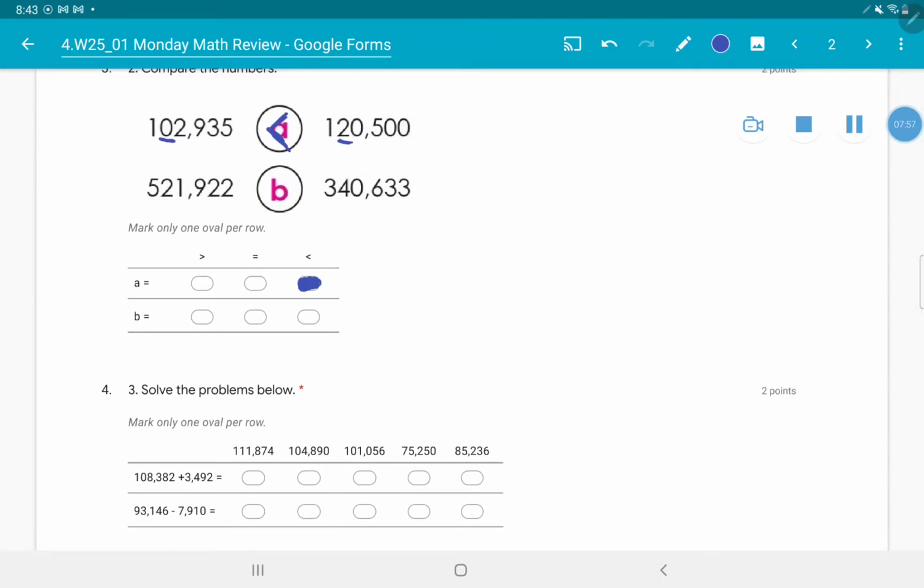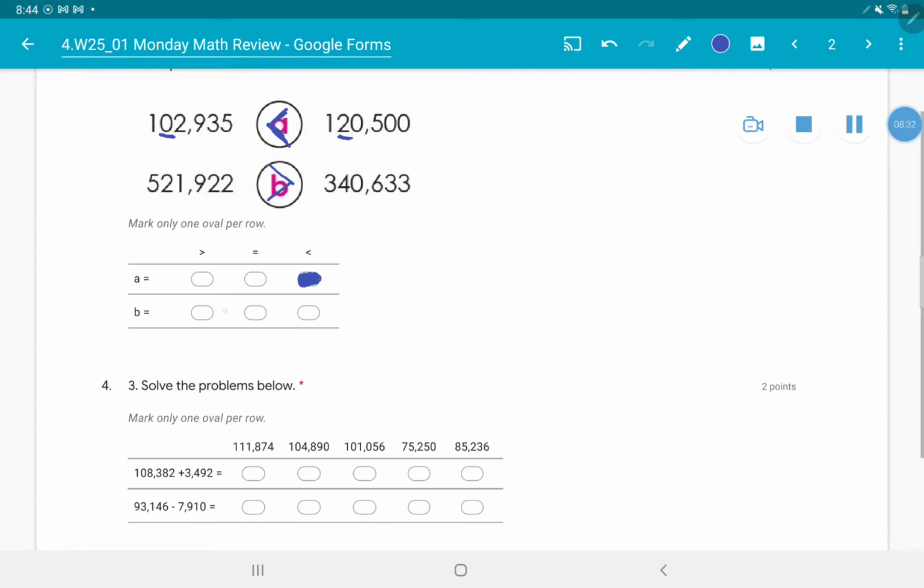All right. How about this next one? 521,922 and 340,633. Scotty, how did you do that one? I look at the 5, and I see 5 and 3, so I put the greater than symbol. Okay. So you said you knew that 500,000 was more than 300,000, so it would be greater than. Very good.